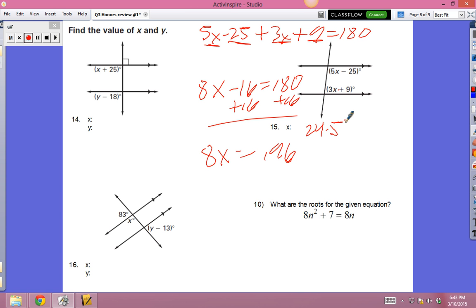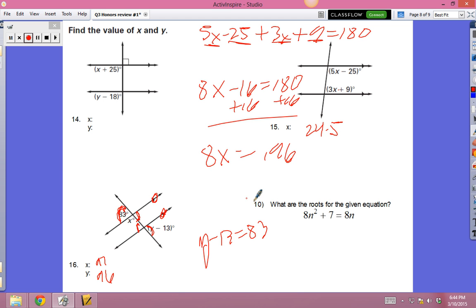Alright, last one. 16. This one's going to be easy. Okay, they're parallel, so special things happen. X and 83 add and give you 180. So X has got to be 97. 97 plus 83 is going to be 180. Okay, now if this is 83, so is this, and so is this, and so is this. So the y minus 13 equals 83. So plus 13, plus 13, y is 96.